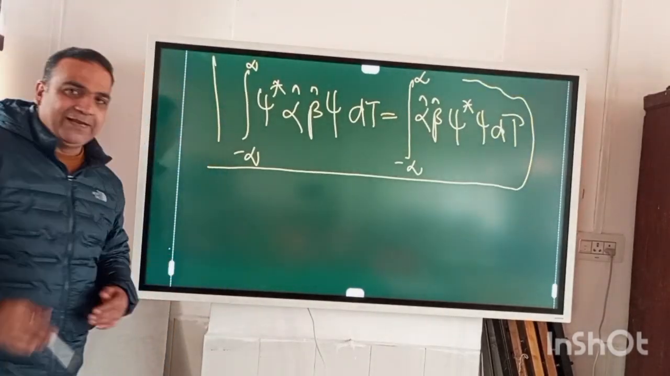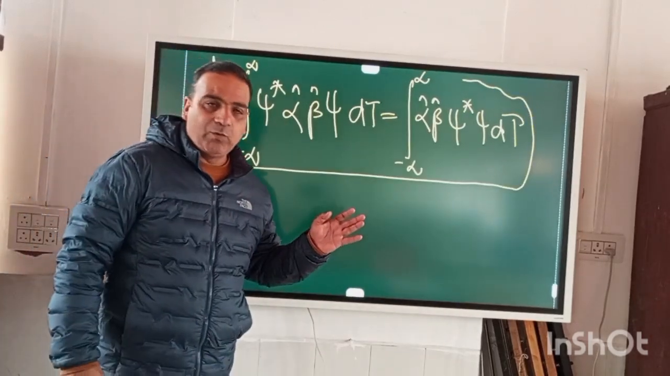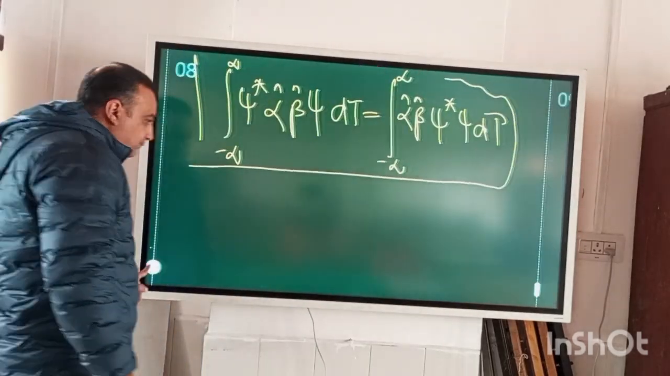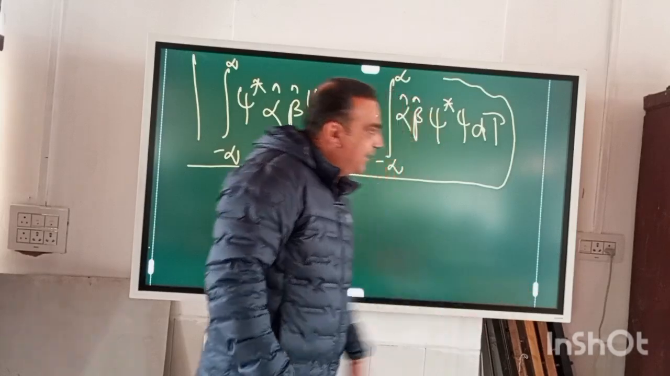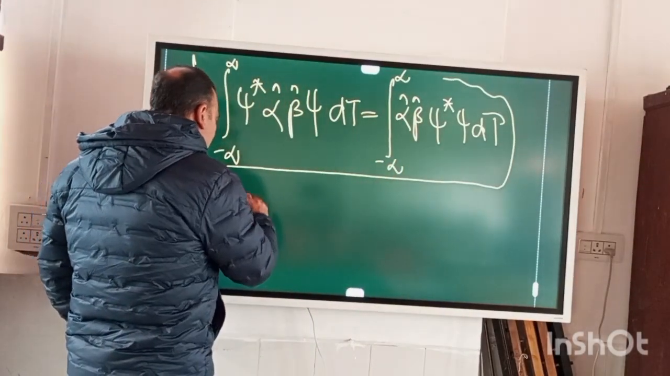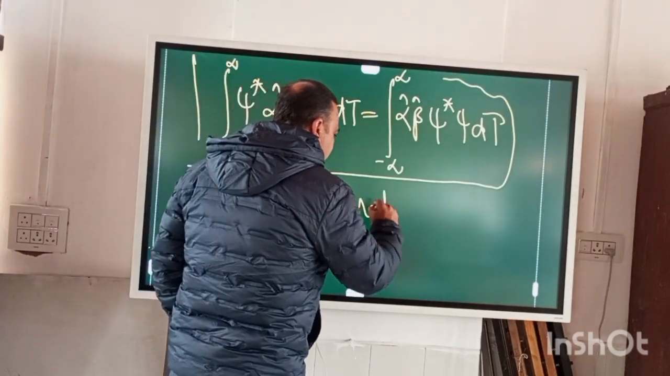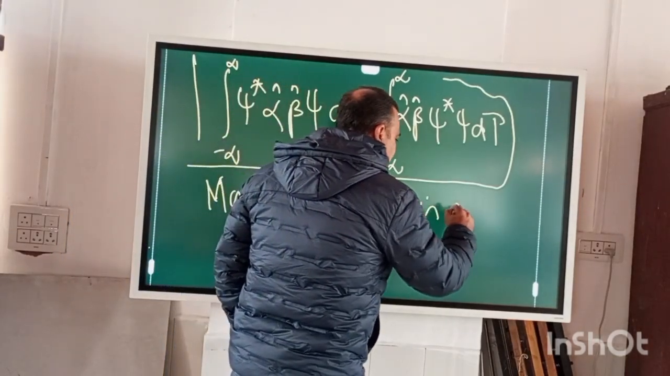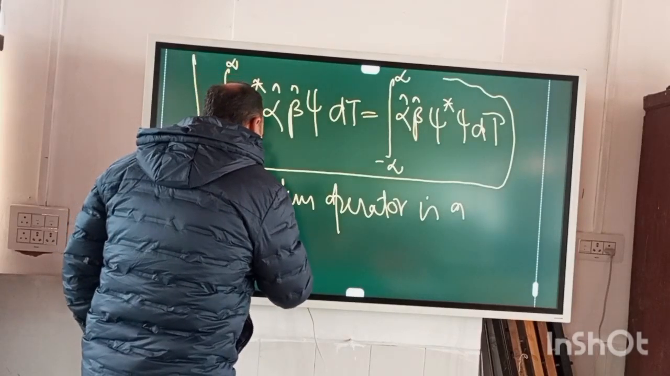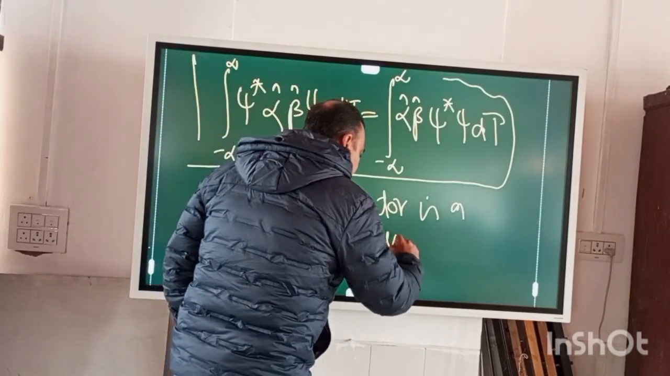Now let me go with another important example of Hermitian operators. And what's that? Let's go with the momentum operator. So let us prove now that the momentum operator is a Hermitian operator. Let's do it.